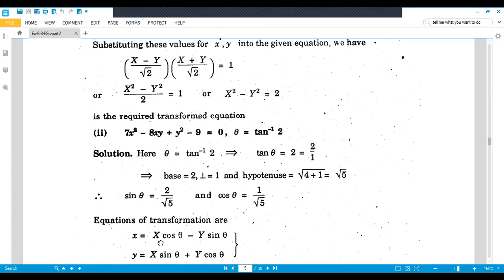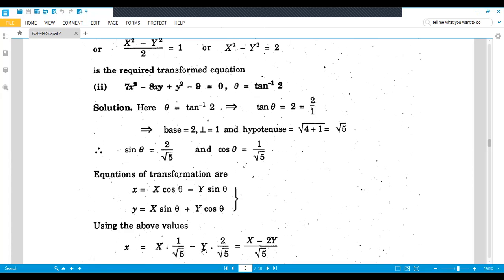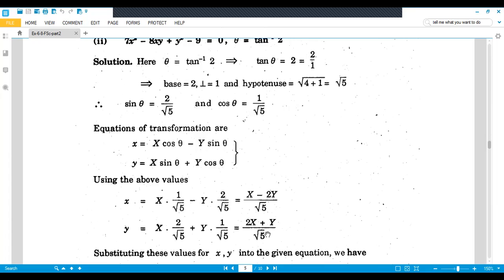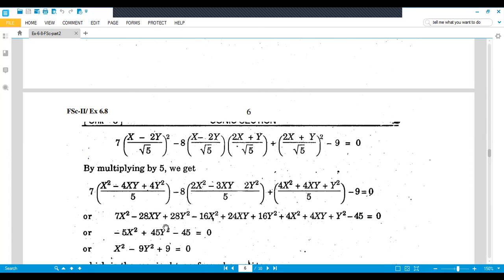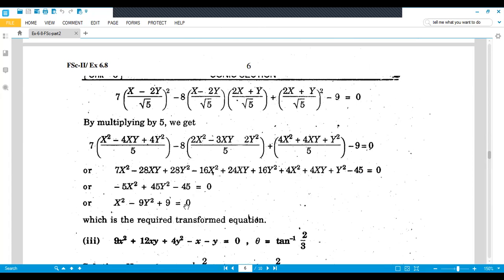Now equation of transformation, you know that small x is x cos theta minus y sine theta, and small y is x sine theta plus y cos theta. So we find the value of x: 1 over under root 5, we already found it, minus y 2 under root 5, so x minus 2y when we take LCM, divided by under root 5. Similarly for y we put the value and we find. Now substitute these x and y values in the original equation. When we put in the original equation and simplify it, we get the transformed equation.